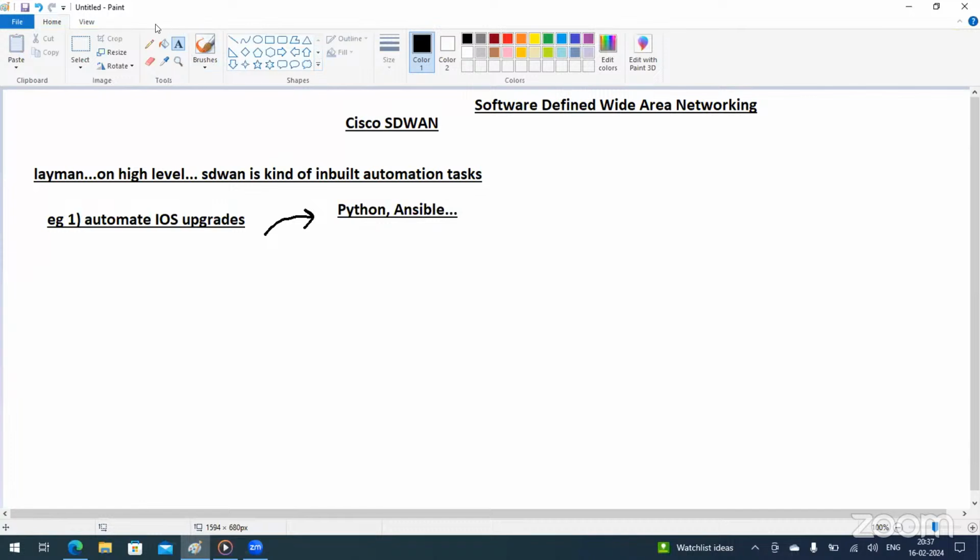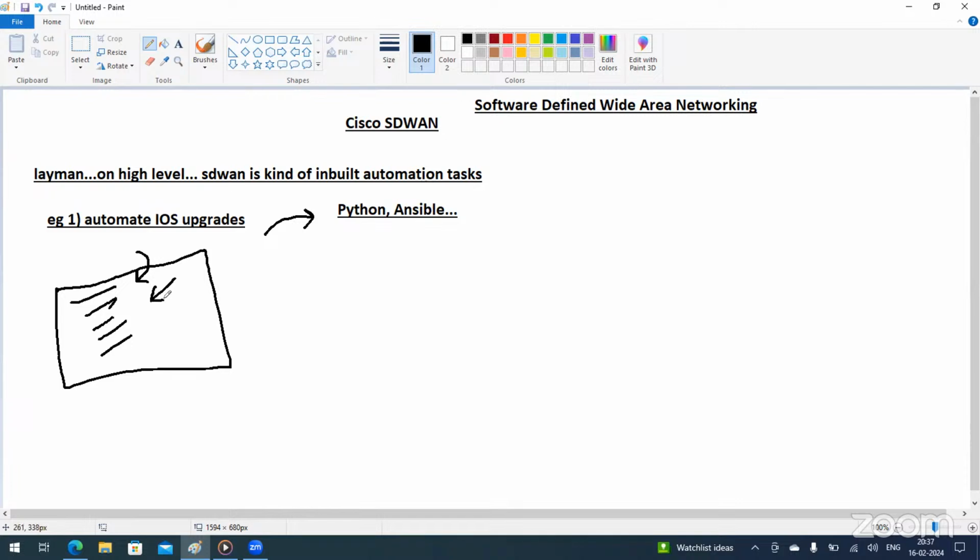What if you already get a full-fledged GUI interface with inbuilt scripts? We simply get a GUI page where we select the device and select the iOS image. SD-WAN will automatically push the new iOS images. It will check if sufficient memory is available, and it can upload iOS onto multiple devices in parallel as well as activate the iOS images, right? So we are automating jobs which are typically time-taking or complex with existing legacy networking.